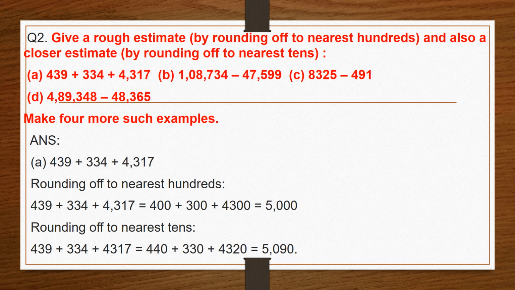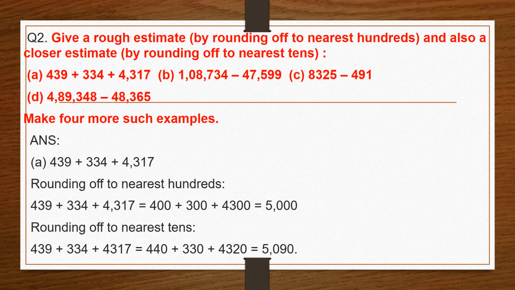Rounding off to the nearest hundreds. In 439, the tens digit is 3, so this number is rounded down to 400. In 334, the tens digit is 3, so this number is rounded down to 300. In 4,317, the tens digit is 1, so this number is rounded down to 4,300. So the estimate sum is 5,000.